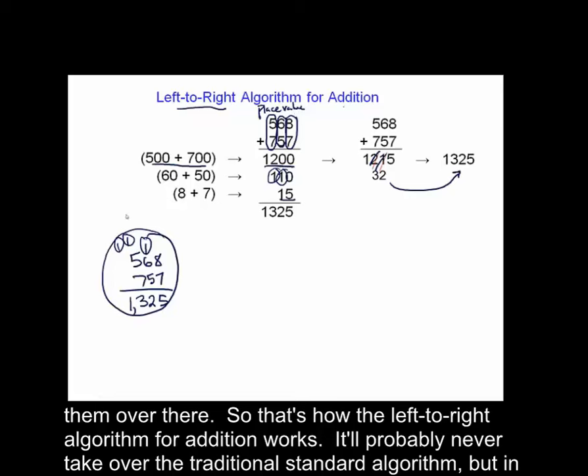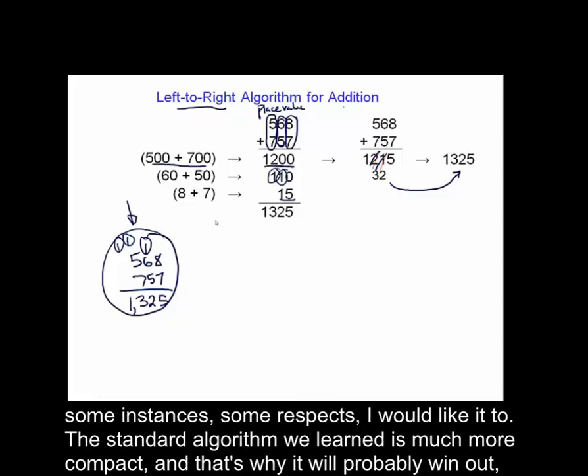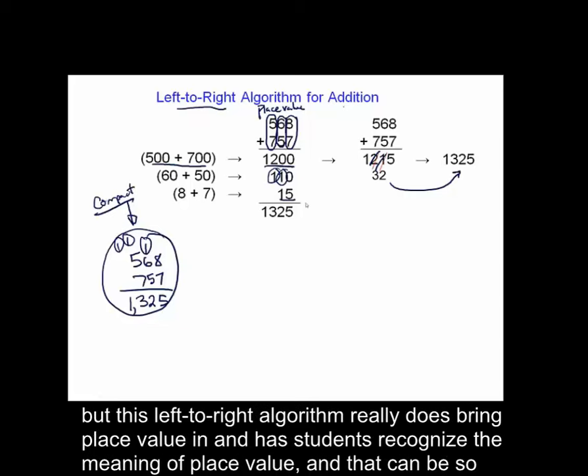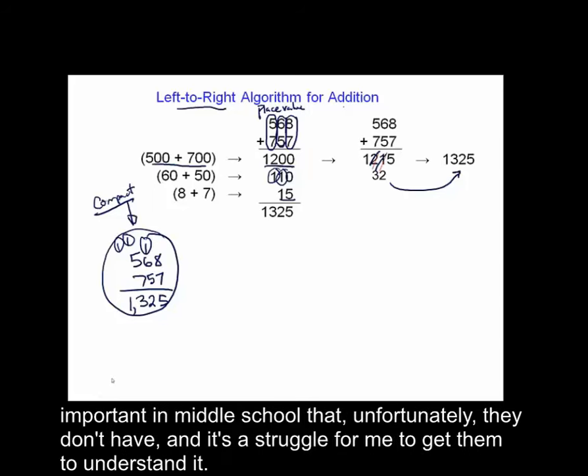It'll probably never take over the traditional standard algorithm, but in some respects, I would like it to. The standard algorithm we learned is much more compact, and that's why it will probably win out. But this left to right algorithm really does bring place value in and has students recognize the meaning of place value. And that can be so important in middle school, but unfortunately they don't have it, and it's a struggle for me to get them to understand it.